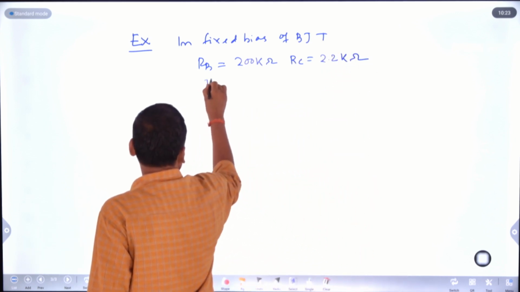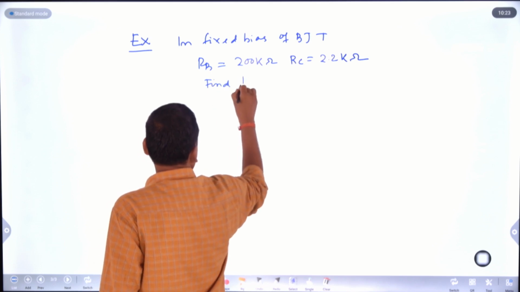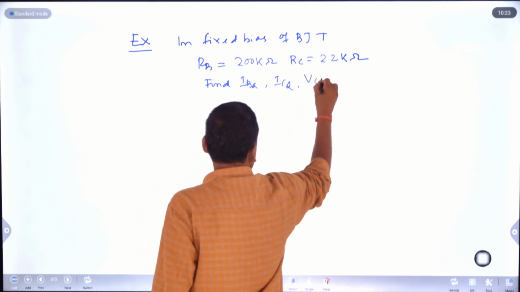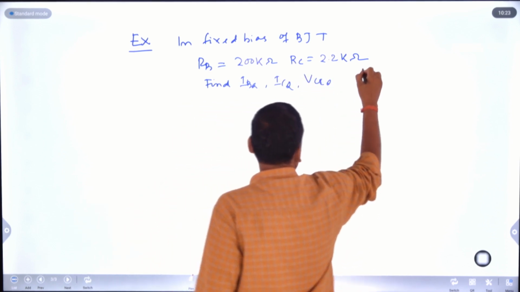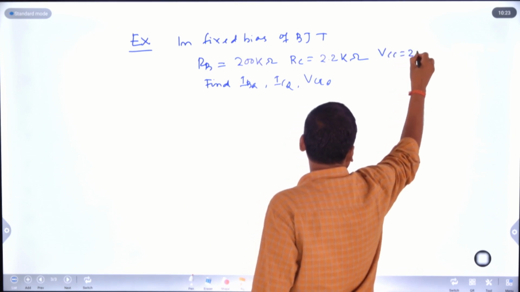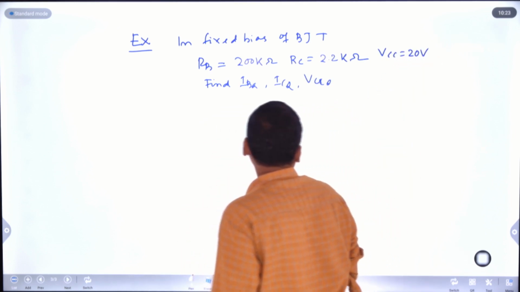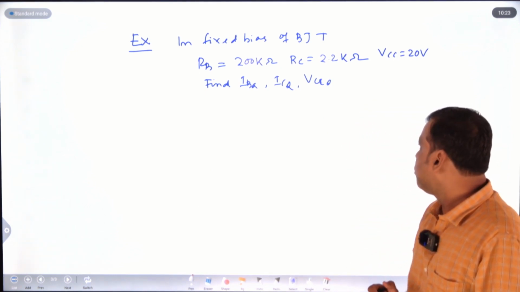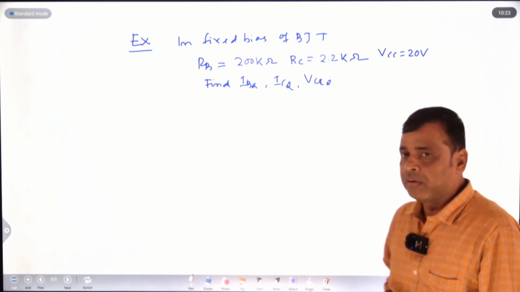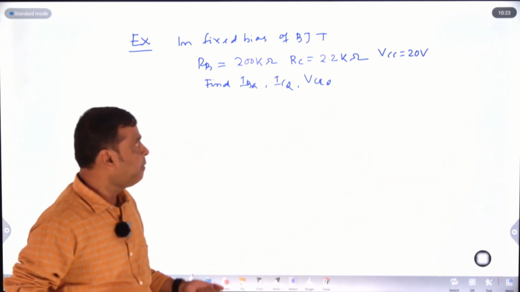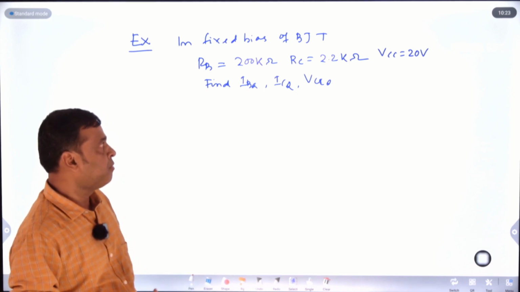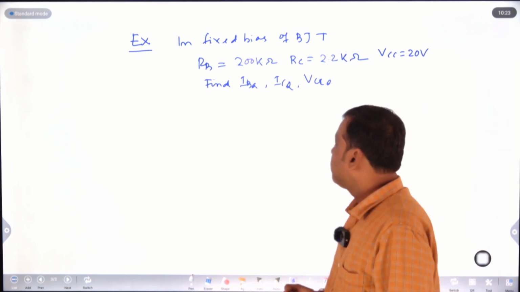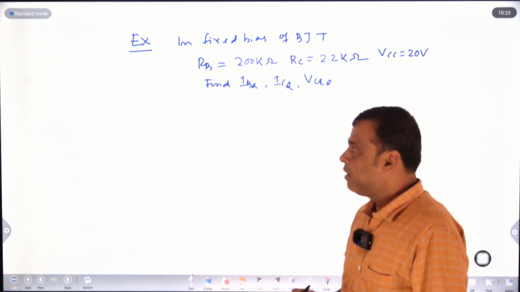Find IB, IBQ, ICQ, VCQ. Here VCC is also given, VCC equals 20 volt. If the question does not mention VB, it is 0.3 for germanium and 0.7 for silicon. So if VB is not given, you may take VB equal to 0.7 volt, because in silicon transistors the leakage current is very low, so we choose a silicon transistor rather than a germanium transistor.